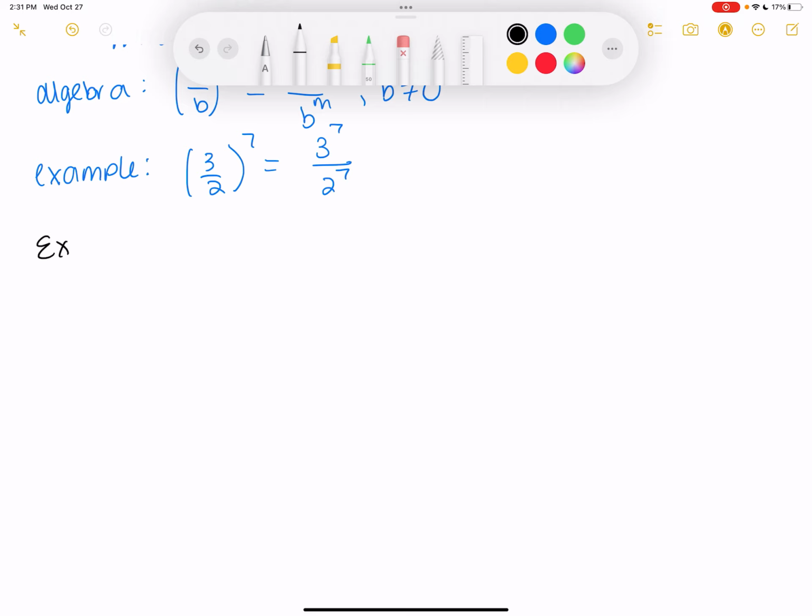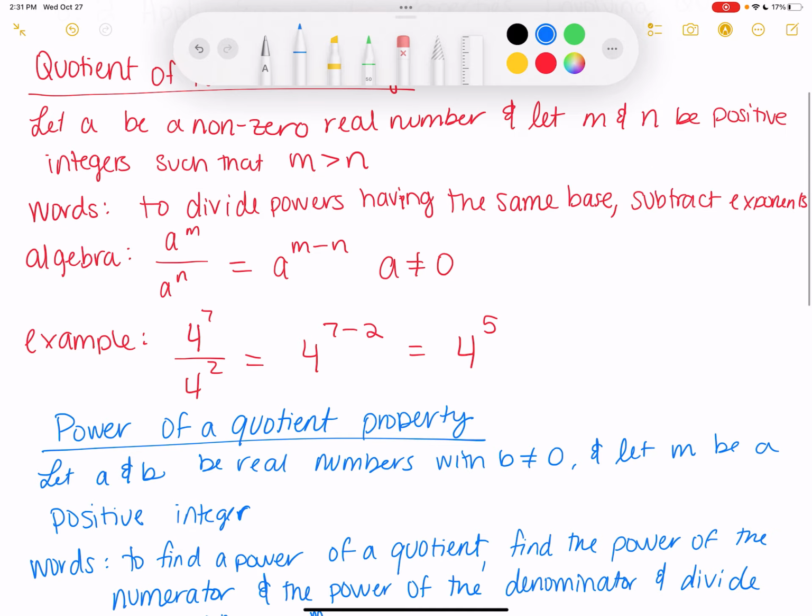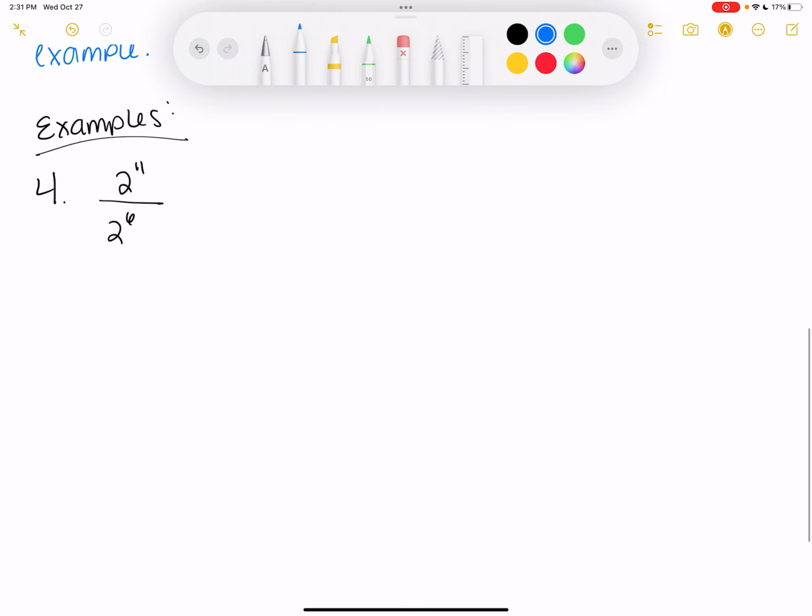So, all right, examples. Starting with number 4, it just says to simplify the expression and write your answer using exponents. So, like, don't multiply this stuff all the way through. Just leave it as exponents. So we've got 2 to the 11th over 2 to the 6th. So according to the first property that we had, they both have the same base. They're both 2. So it's going to be 2 to the 11 minus 6, which is 2 to the 5th.